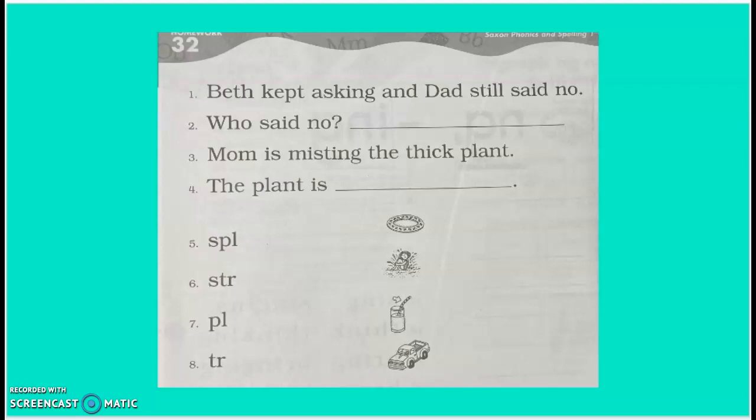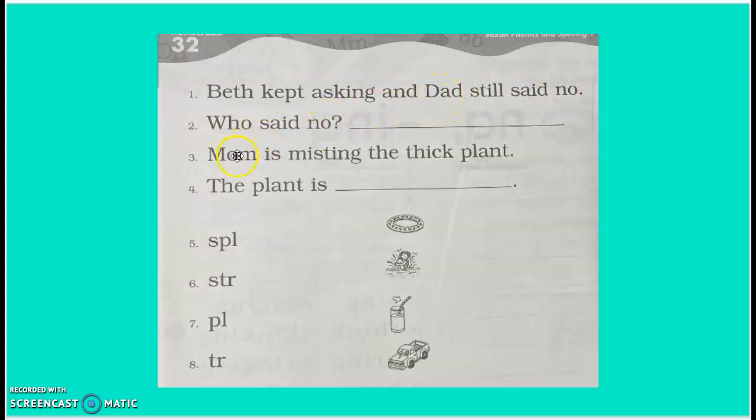Number 1. Beth kept asking and Dad still said no. Who said no? Beth kept asking and Dad still said no. Who said no? Right, Dad.